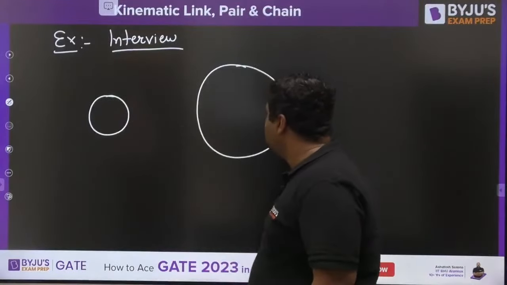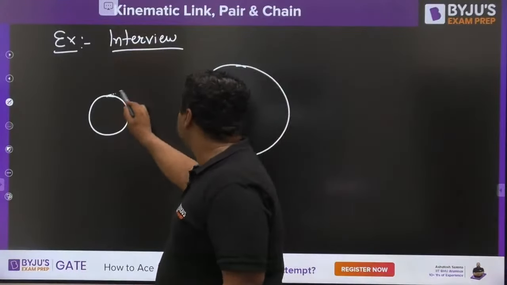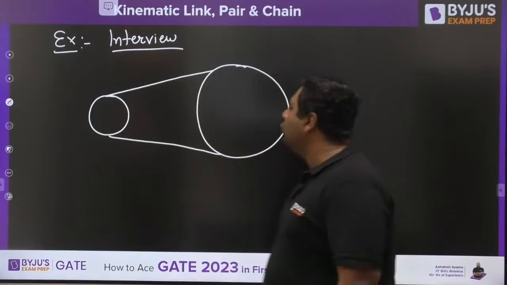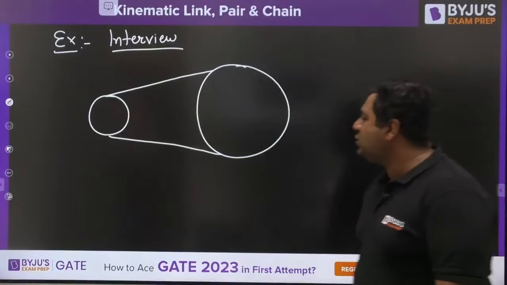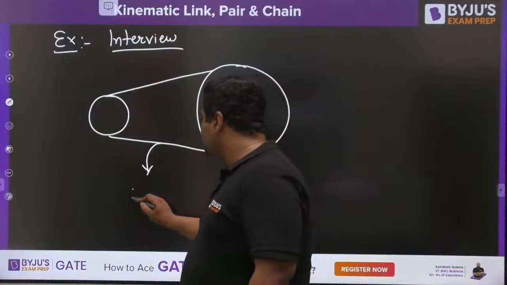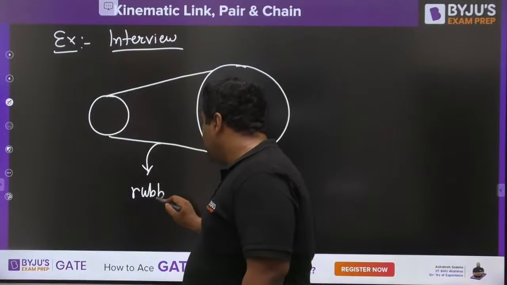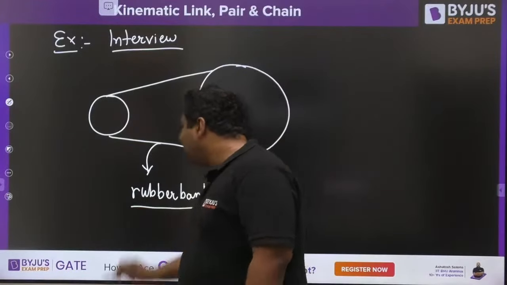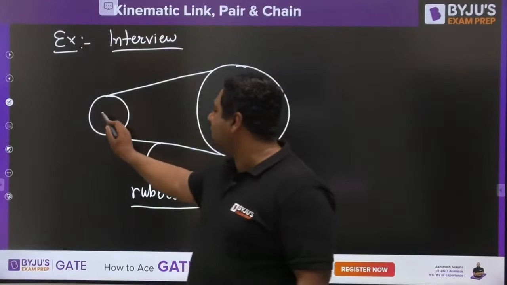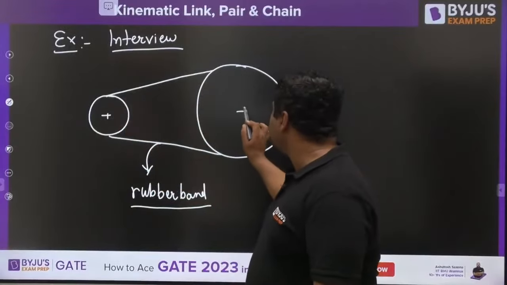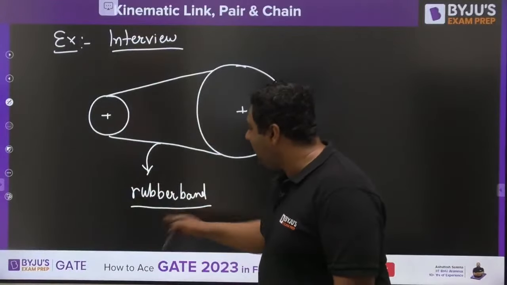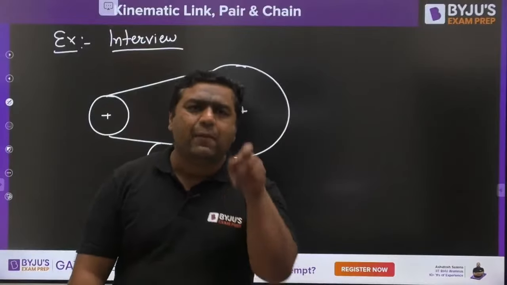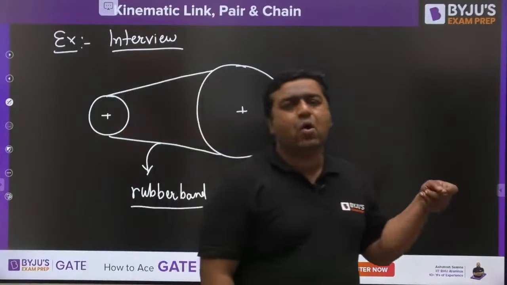There are two cylindrical discs, and these two cylindrical discs seem to be like pulleys, and they are attached with a rubber band. So this is the rubber band. And my dear, there is a question asked in interviews: if this is one disc and this is another disc, will the rubber band act like a link? Will the rubber band be a kinematic link or not?